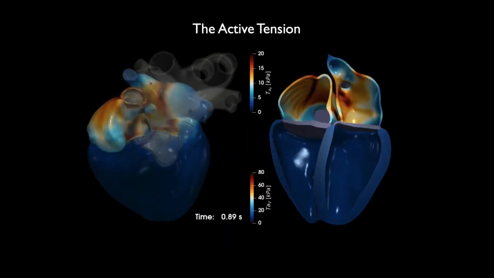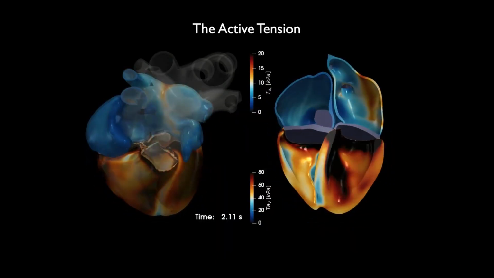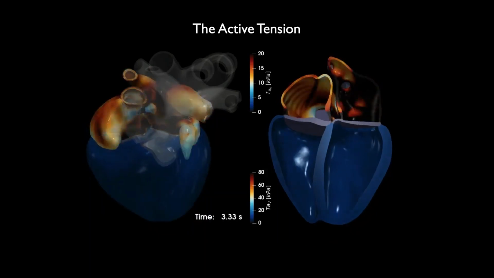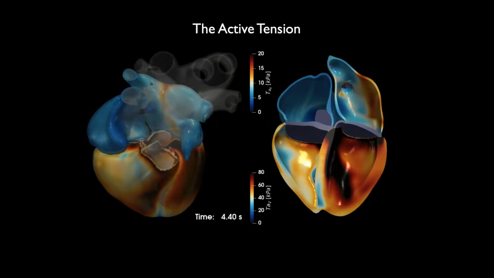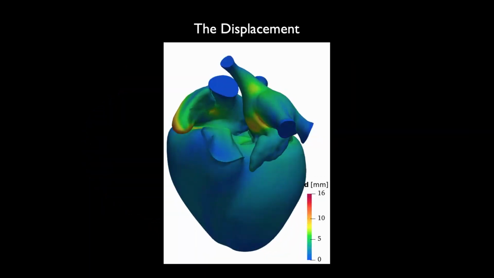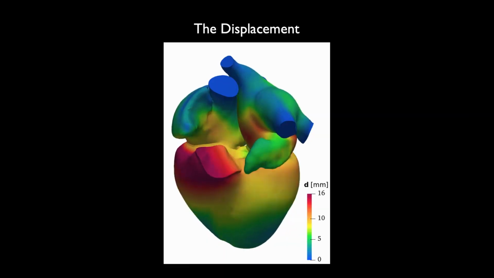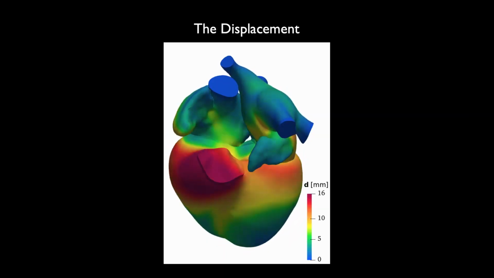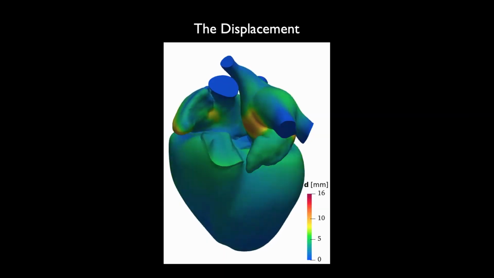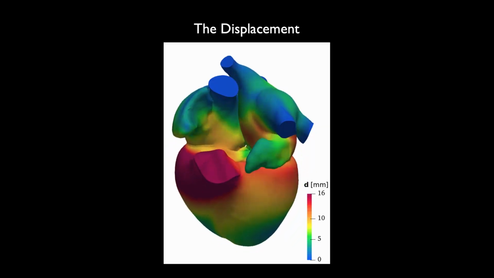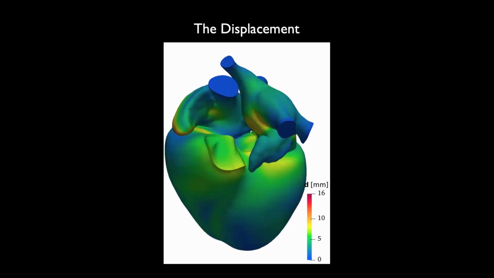This is the active tension. The active tension is the force that is generated on every single cardiomyocyte during a heartbeat. And this is the complete dynamics of the heart. You go in this case from 0 to 16 millimeters, which means 1.6 centimeters. So it's a big deformation. In engineering terms, it's a big deformation.